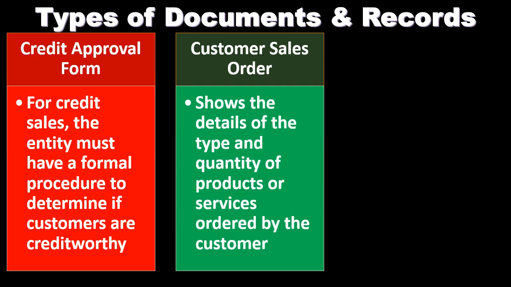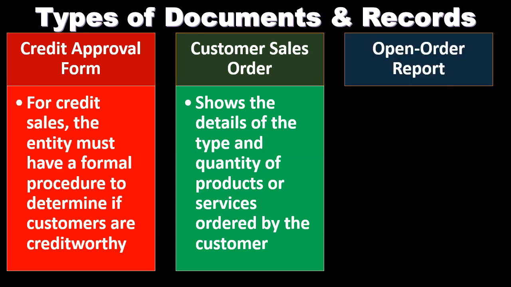The customer sales order shows the details of the type and quantity of products or services ordered by the customer. So that's going to be the customer sales order, which again shows the details of the type and quantity of products or services ordered by the customer.